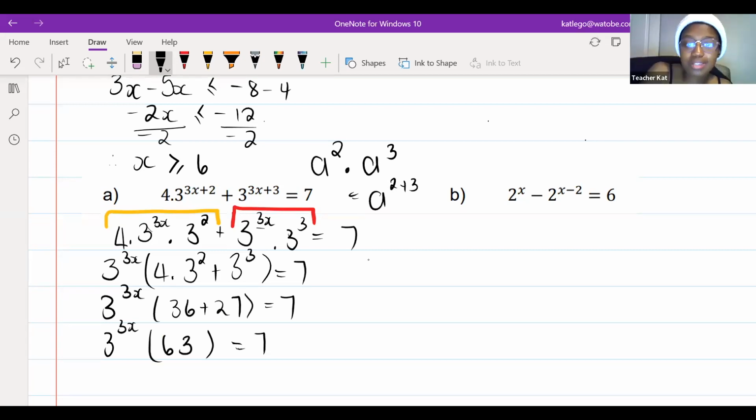Okay, so now this looks a little bit better, guys. Do you see where my vision was going? So now we have to get rid of everything that is around the x. What do we do to that 63 to get rid of it, guys? Right now we have 3 to the power of 3x times 63. How do we get rid of that 63?